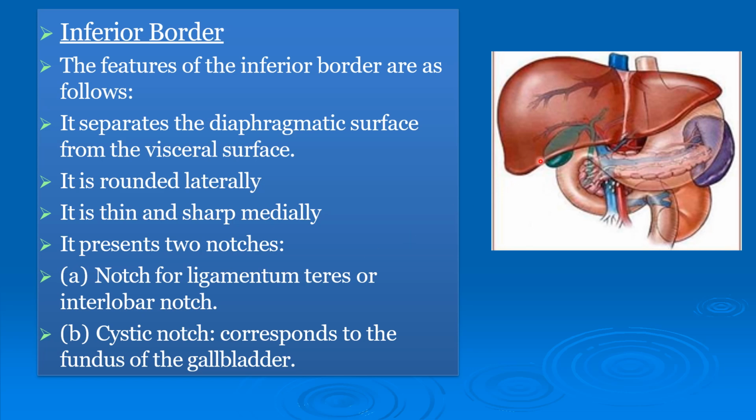This is the inferior border on one side or the anterior view. This is the lateral border which is round, and here you can see the medial border which is sharp.